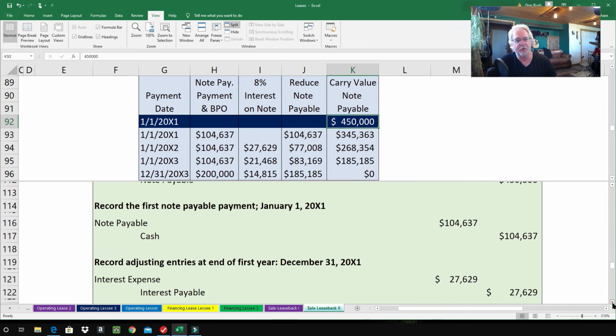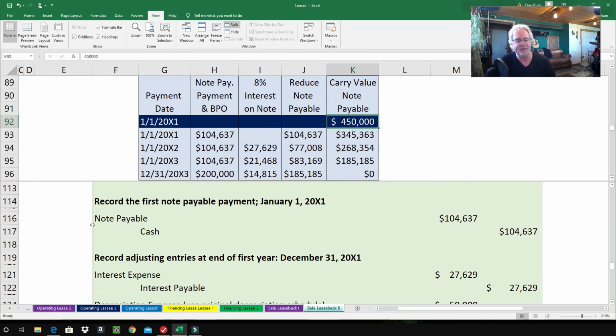Next, we have to record the first payment, which is super easy. The first payment happens just minutes after getting the $450,000. Really, no time has gone by. So note payable, 104,637 comes from right there. Cash, 104,637, and that reduces the liability down.